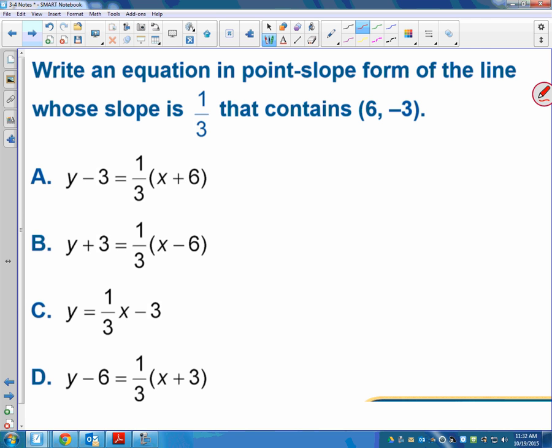Remember that the formula for point slope is y minus y1, x minus x1. So the signs are going to be different, right? So it has to be this one, right? Because it's x minus x. So that would be x minus 6, y minus negative 3 would be plus 3.